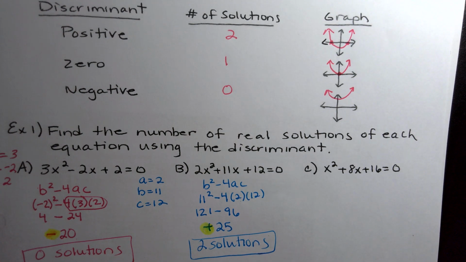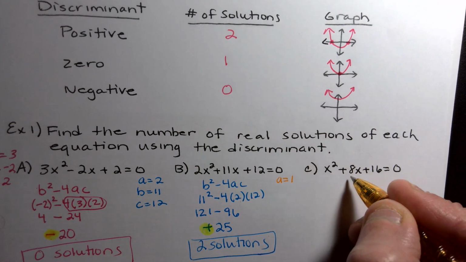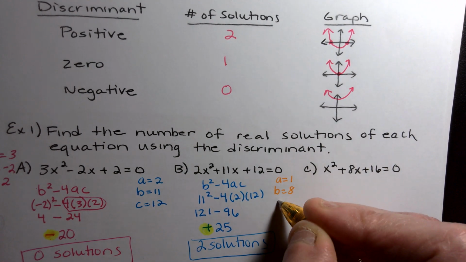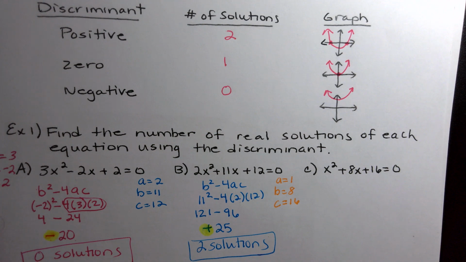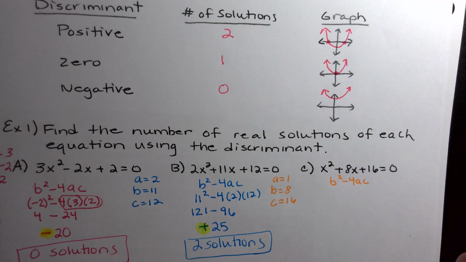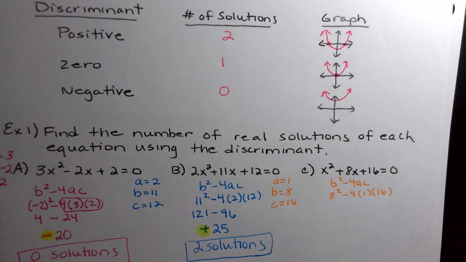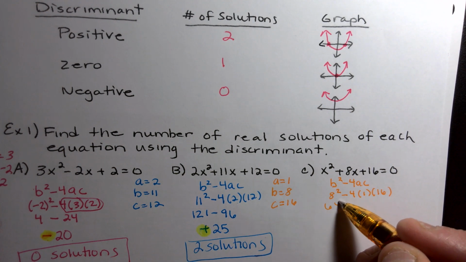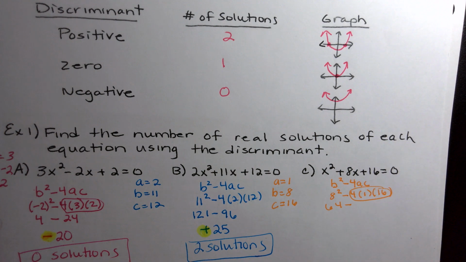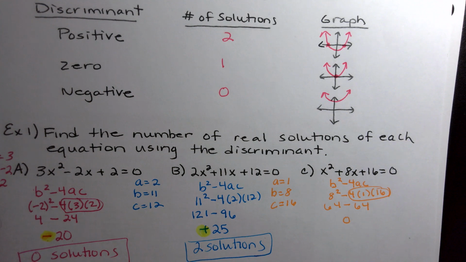Okay, you should probably stop the video and try this last one, then turn it back on and see if you did it right. So A is 1, B is 8, and C is 16. So we got the B squared minus 4AC. B is 8 minus 4 times A times C. 8 squared is 64 minus 4 times 1 times 16 is also 64. I get 0. Okay. Important thing here is I got 0.